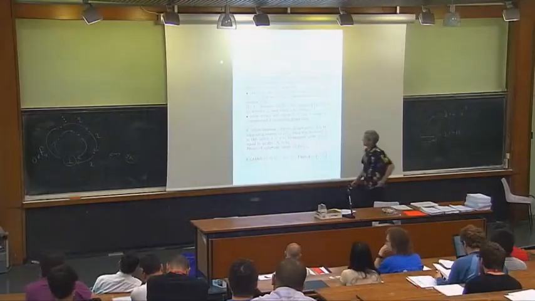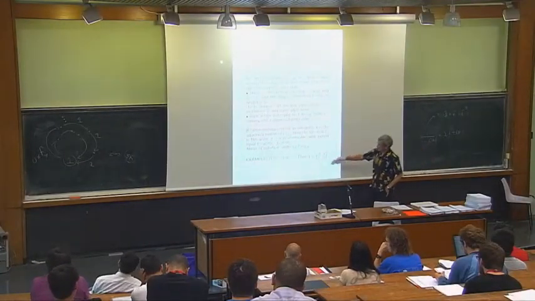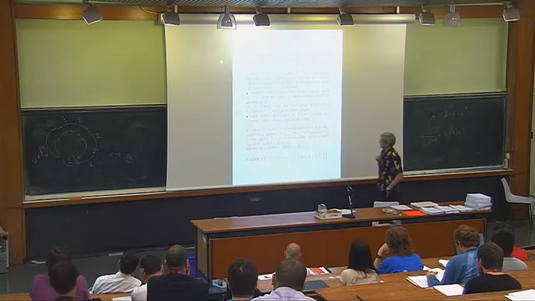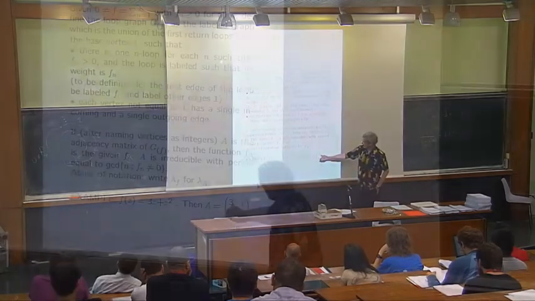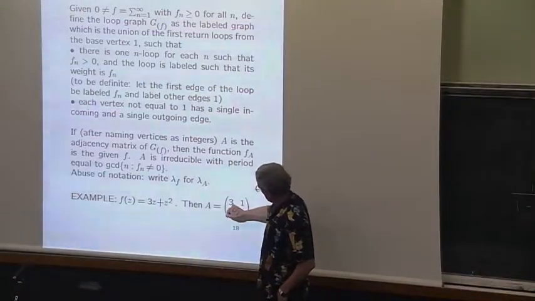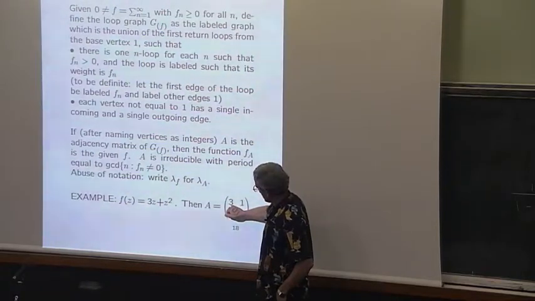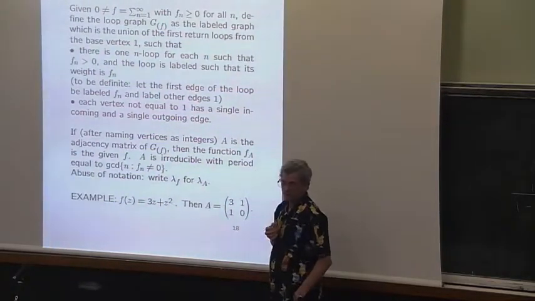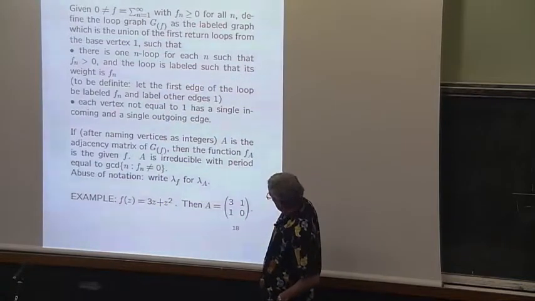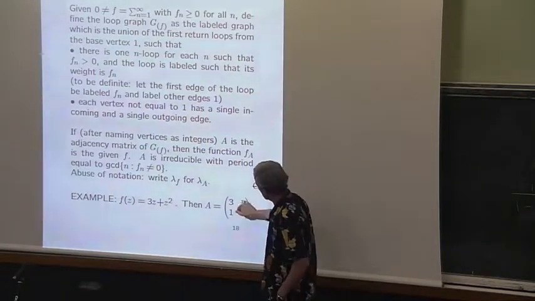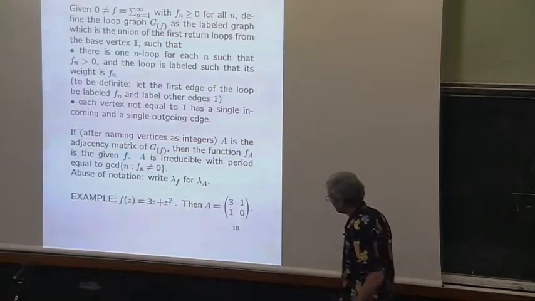All right, so here's an example. F of z is 3z plus z squared. What's A? It's a finite example. A has first entry 3. And the weight for z squared was 1, so I just have 1 and 1 here. And that's all there is.